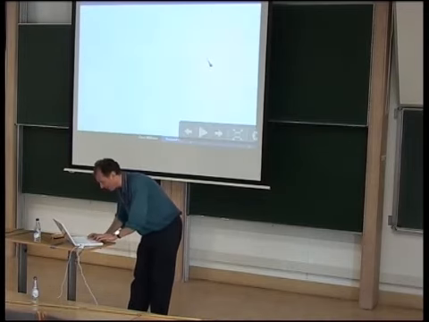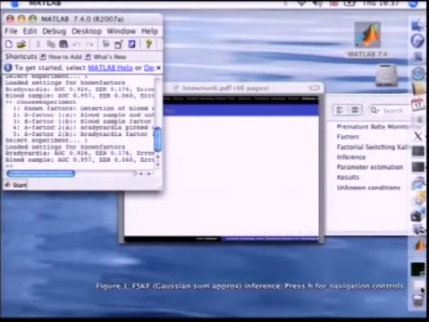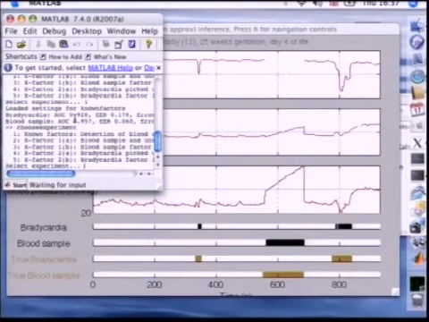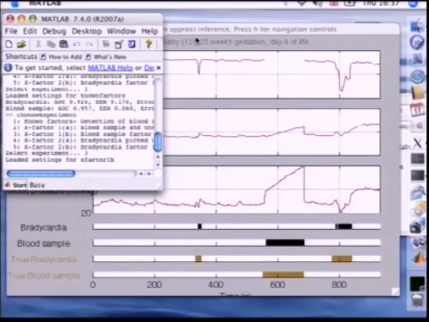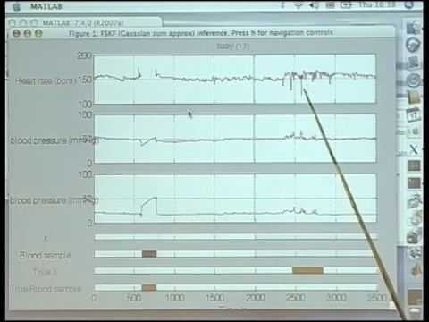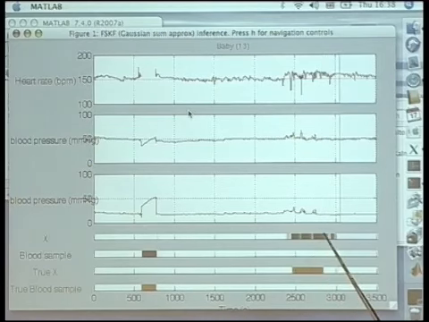So let me give you a demo of the X factor in operation. Again, we've got some data with heart rate, blood pressure, and so on. And here's your favorite blood sample happening here. And here is some sort of unexplained variation. So as we come through here, the model will pick up these things like this.